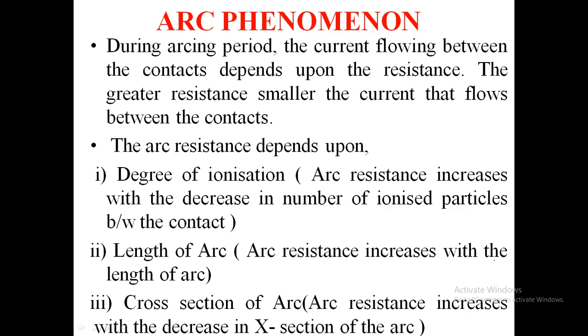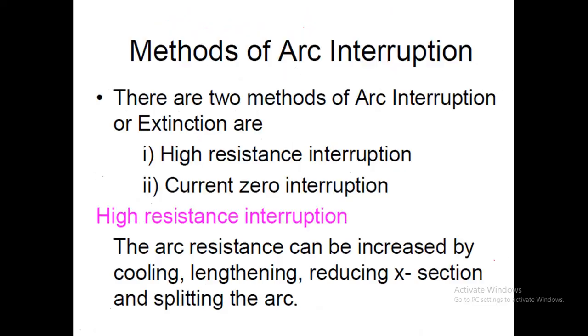So what is degree of ionization? It means when the arc resistance increases, the number of particles between the contacts will decrease. Length of arc: the arc resistance increases with the length of the arc. Cross section: the arc resistance increases with a decrease in the cross section of the arc. This is the concept of the three different arc resistances.